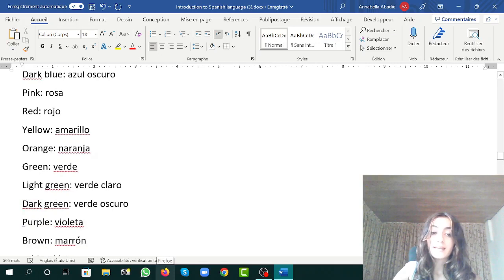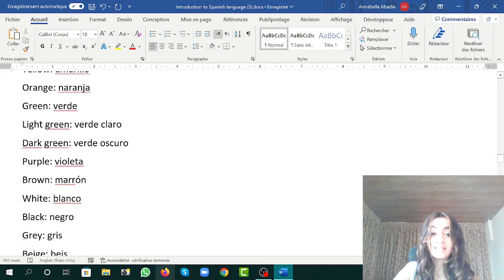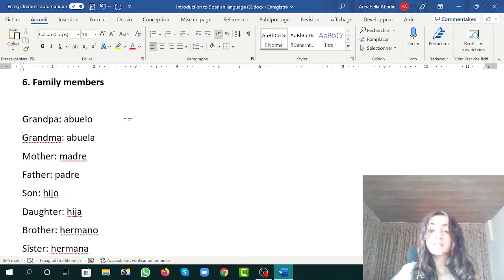Purple is violeta. Brown is marrón. White is blanco. Black is negro. Gray is gris. And beige is beige.